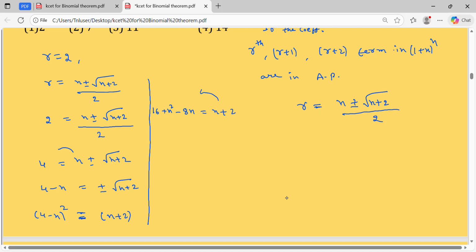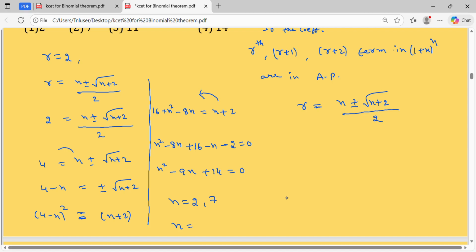Now these values move this side. Now n square minus 18n plus 16 minus n minus 2, that equals 0. Finally n square minus 8n and minus n is 9n, and then plus 14. So it's a quadratic equation. Solve this quadratic equation, we get n values 2 or 7.